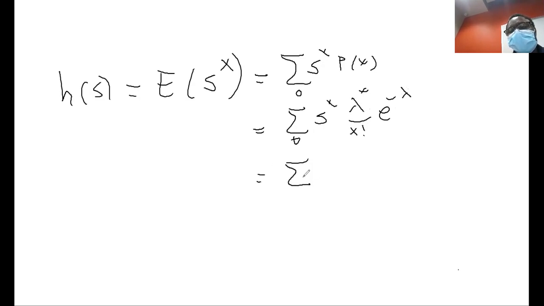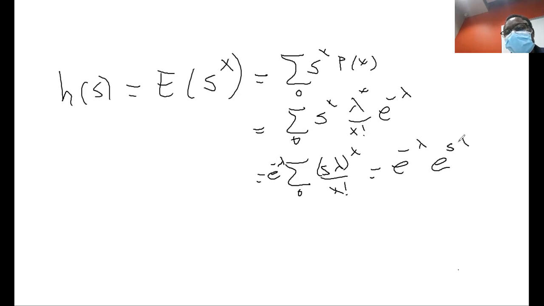Which is e to the minus lambda times the sum of s lambda to the x over x factorial, which we said was e to the minus lambda e to the s lambda, which we can write as e to the lambda times s minus 1.